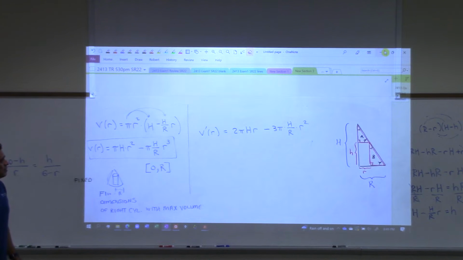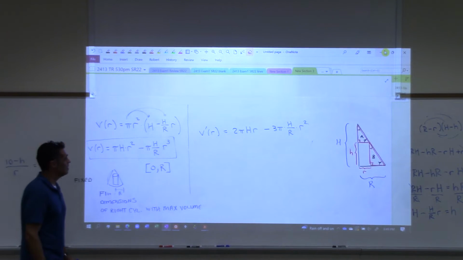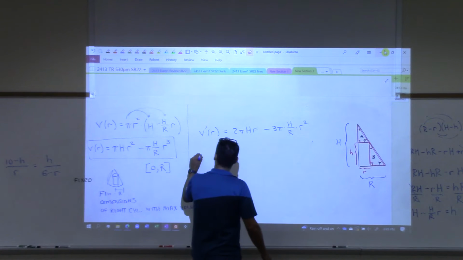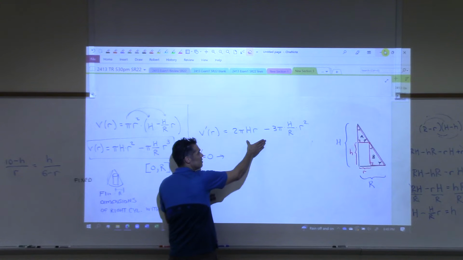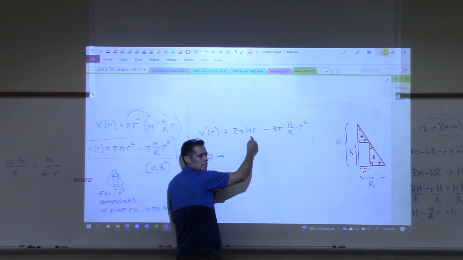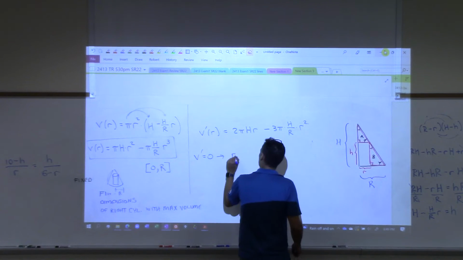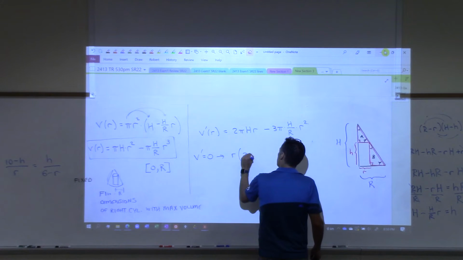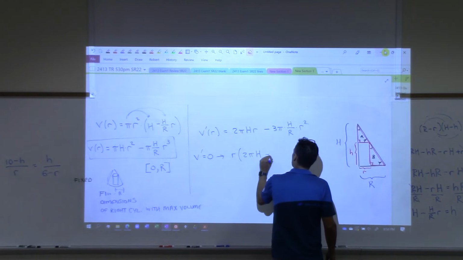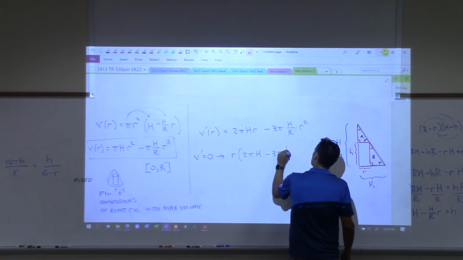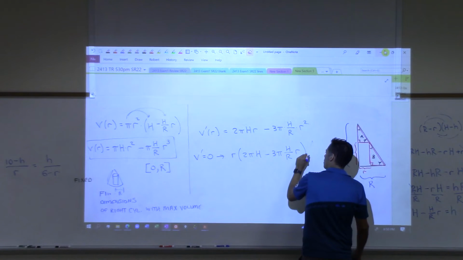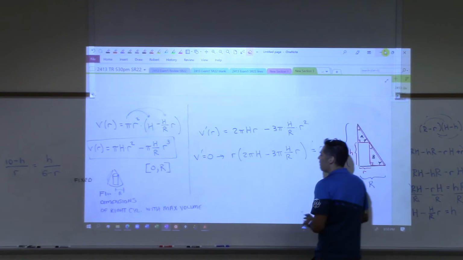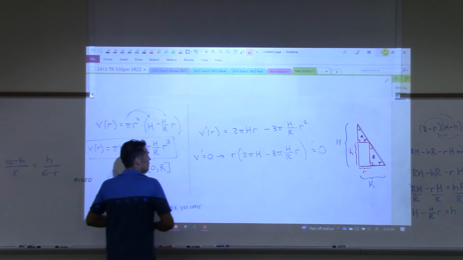What do we have to do with that derivative? Set it equal to 0. If I set that equal to 0, it actually looks a lot worse than it is. Do you see they both have r's in them? I can factor an r out. 2 pi capital H minus 3 pi capital H over capital R times r, times r, equals 0. So I pulled just an r out.